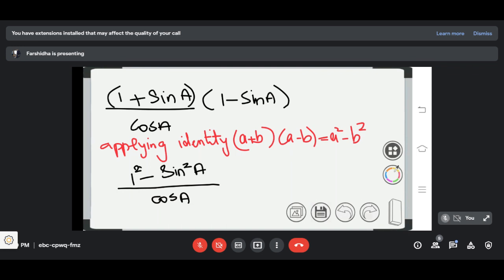So this 1 square I can write as 1 minus sin square a. We have a value for 1 minus sin square a according to our identity number 1. 1 minus sin square a is cos square a. Then substitute here, instead of 1 minus sin square a, write cos square a. Next step, you write cos square a divided by cos a.